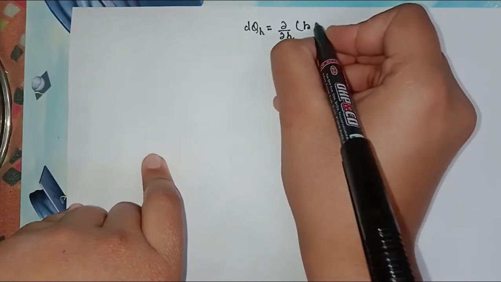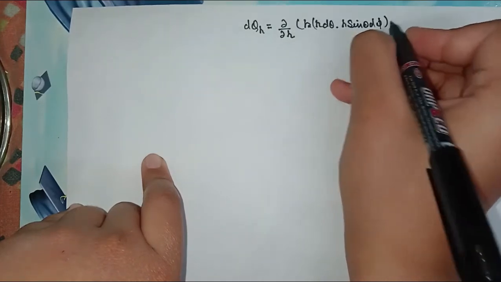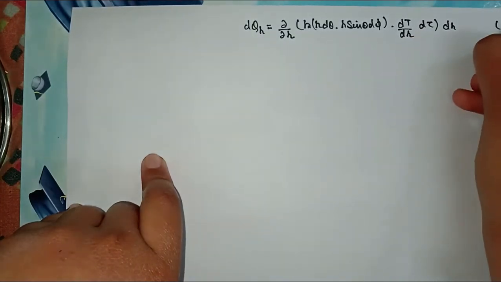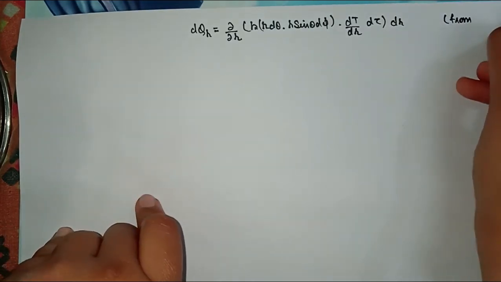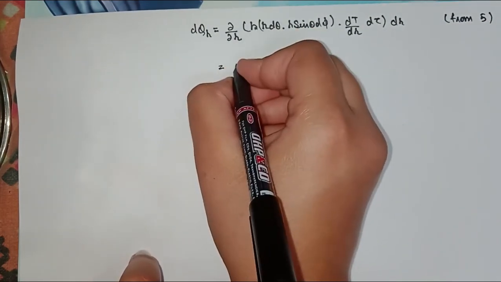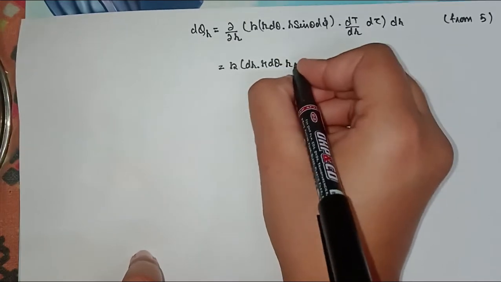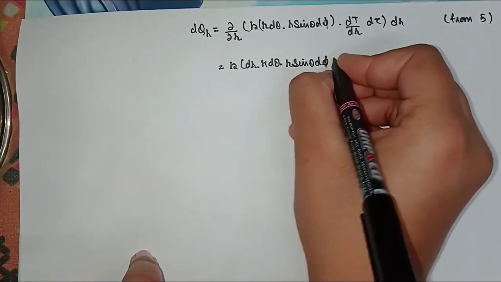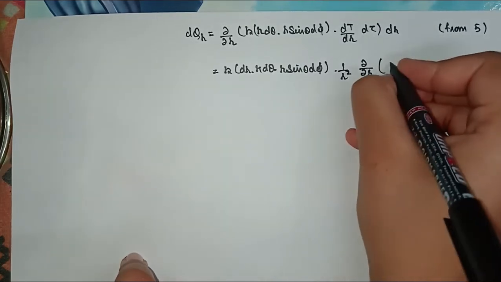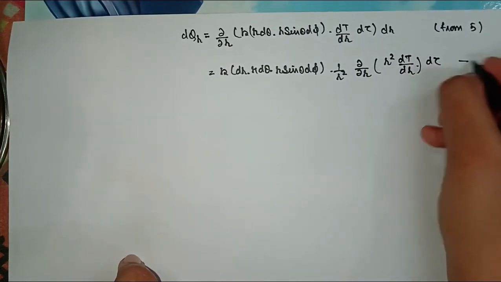So now substituting the value of Qr in this equation, dQr will be equal to ∂/∂r of (k r dθ into r sinθ dφ into dT upon dr) into dr. Solving this, we will get dQr equals k into dr into r dθ into r sinθ dφ into 1 upon r² ∂/∂r of (r² dT upon dr) into dτ. Let's mark this as equation 6.